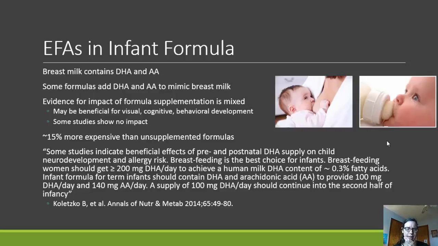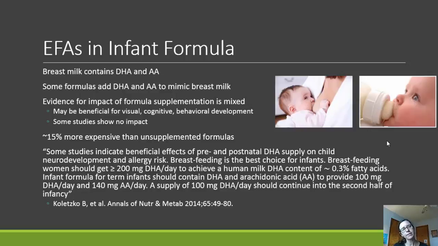So some formulas have begun to add DHA and arachidonic acid. Remember, arachidonic acid is from the omega 6s, to mimic the breast milk. And I just wanted to touch on this because it's kind of nice to see where current evidence is for these topics that are a little bit more controversial. As far as I know, the latest evidence has said that the impact of formula supplementation of these essential fatty acids is mixed.